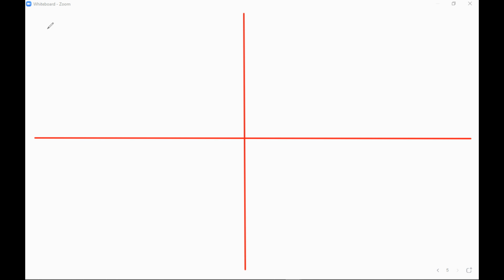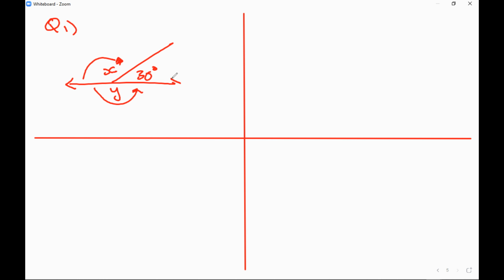Right, so some random questions are coming up here. The first one, question one: if I give you a line and I tell you that this is 30 degrees, I want you to tell me what the value of x is and y. Y is this angle, x is that angle, and that's a straight line over there.